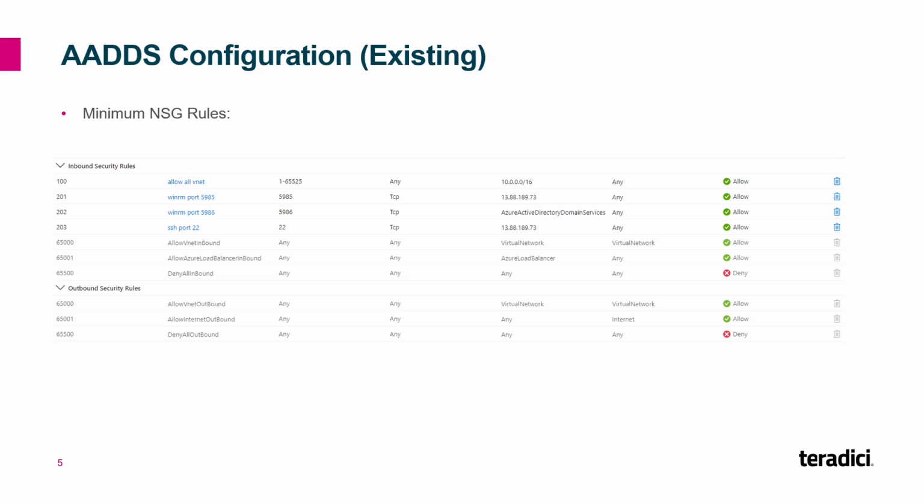So the first set of rules are the NSG rules. You need to set up these following rules to allow communication from these IPs. So you'll need wide open VNet connections. You'll need port 5985 and port 22 opened. This IP address will be the IP address of the machine that you're deploying from. And lastly, you'll need port 5986 open to the Azure Active Directory domain services. This is just a service tag. The AADDS needs this to actually function, so make sure you don't forget this rule.